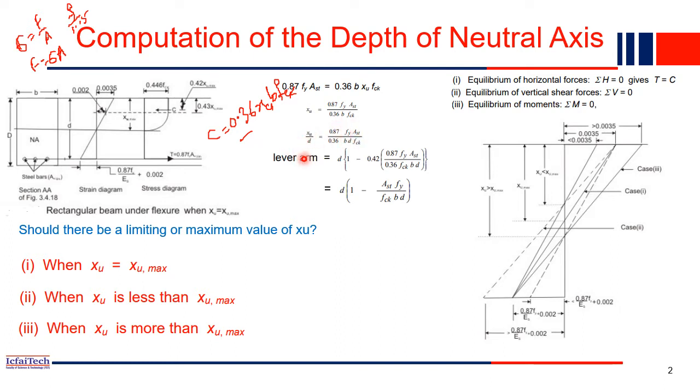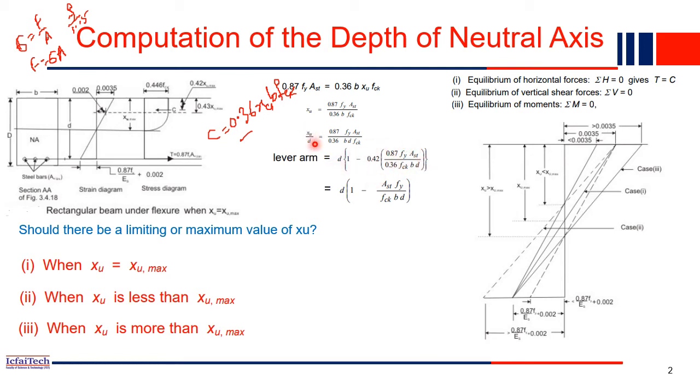Now we also discussed lever arm in the last class. What is lever arm? Lever arm is the distance between C and T. So C is here and T is here, right? That also we computed in the last class, if you recall. It was d minus 0.42 Xu, right? This is the expression we derived. d minus 0.42 Xu, and here d is taken common, and this is the expression.